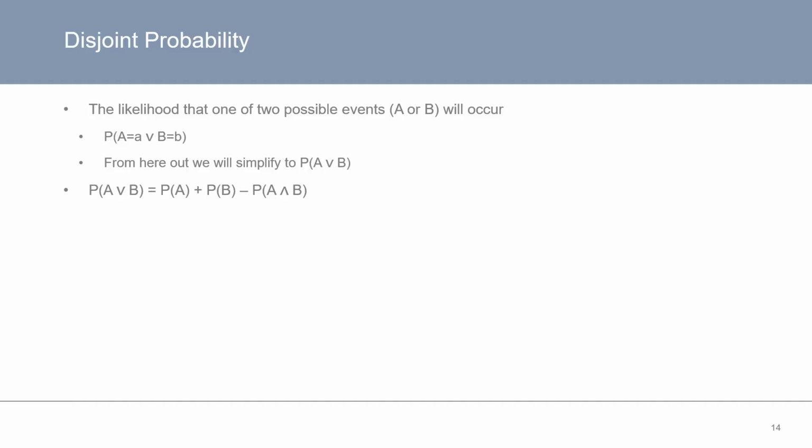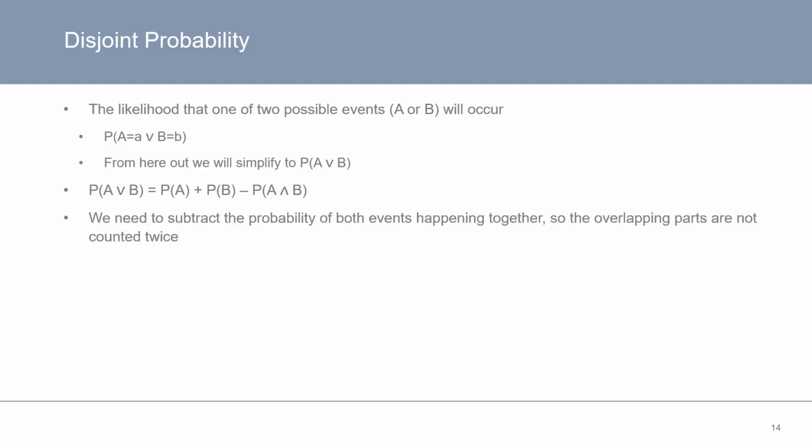To calculate what's called disjoint probability, we use the following equation. The probability of A or B is the probability of A alone plus the probability of B alone minus the probability that A and B are happening at the same time. We need to subtract the probability of both events happening together so that the overlapping parts aren't counted twice.